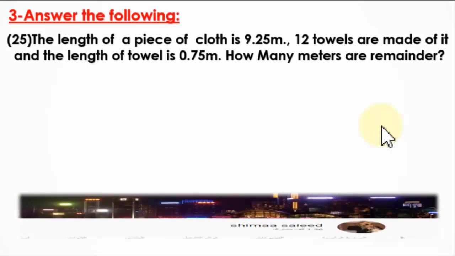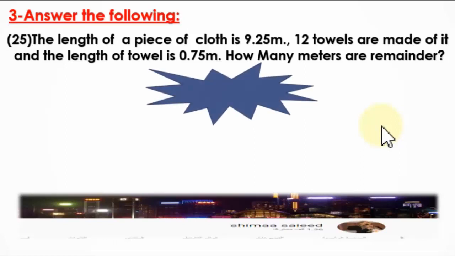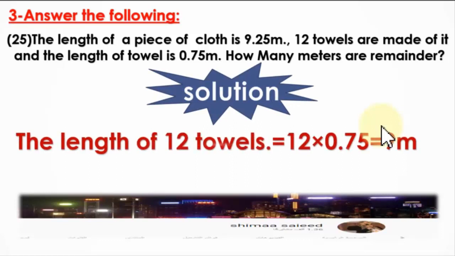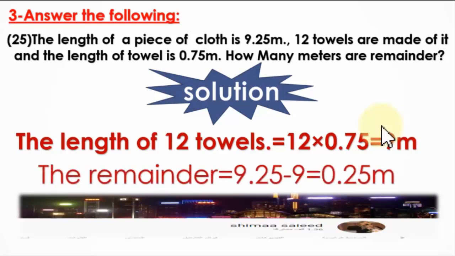Now the length of a piece of cloth is 9.25 meters. 12 towels are made of it, and the length of each towel is 0.75 meters. How many meters are the remainder? Okay. Firstly, we will calculate the length of 12 towels, which is 12 times 0.75 equals 9 meters. So the remainder equals 9.25 minus 9 equals 0.25 meters.